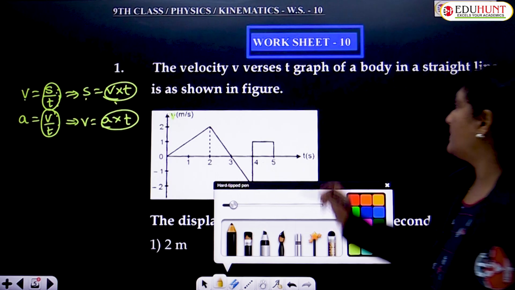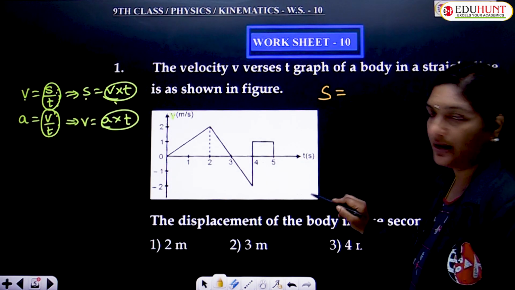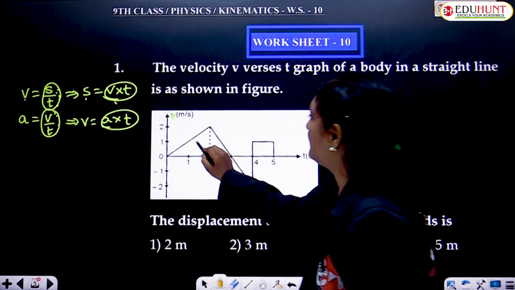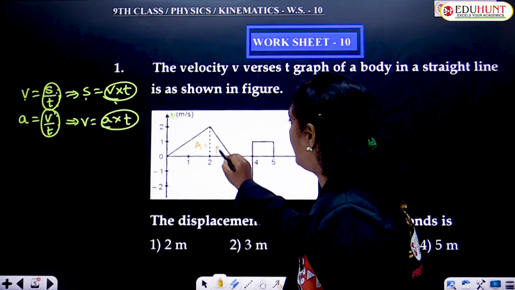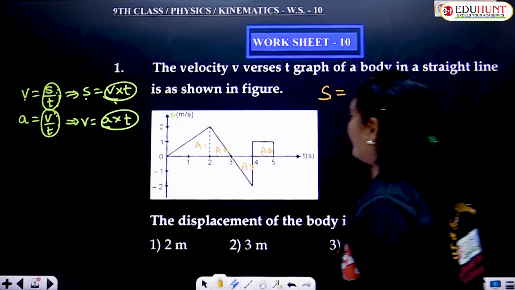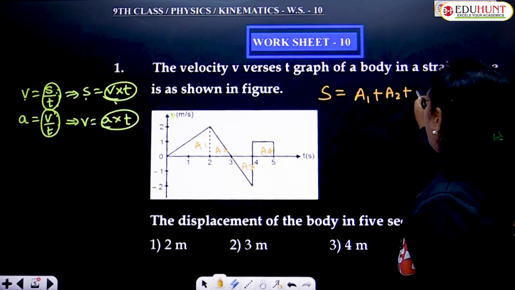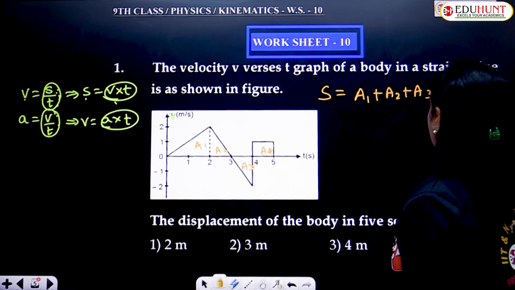So the total displacement S equals, let me represent this one as area 1, area 2, area 3 and area 4. Without taking magnitudes, you have to calculate all the areas, 4 areas.